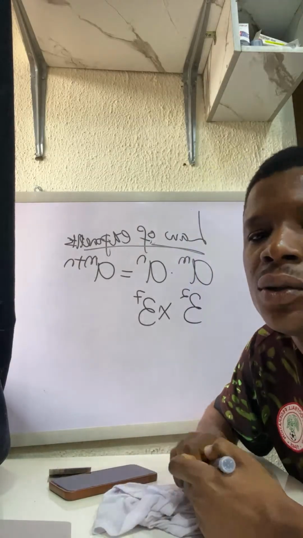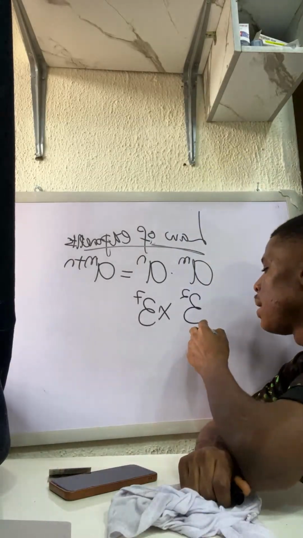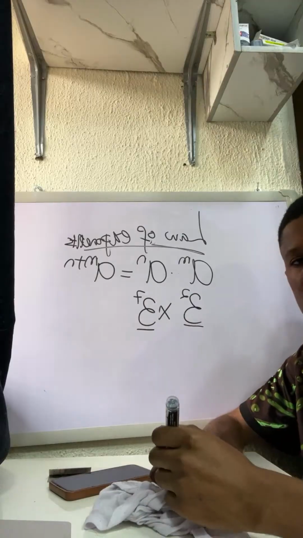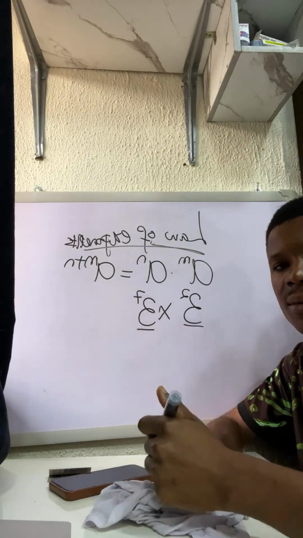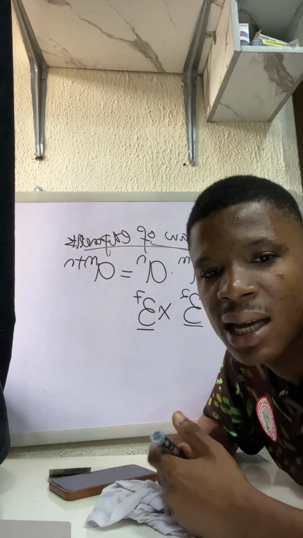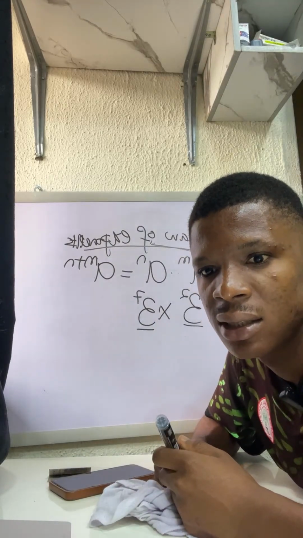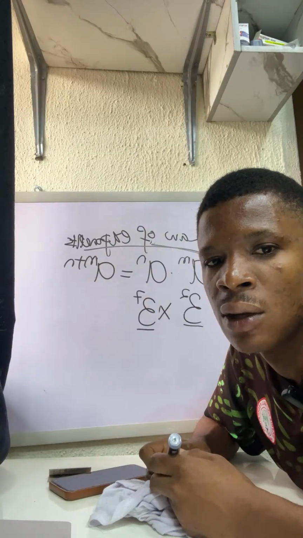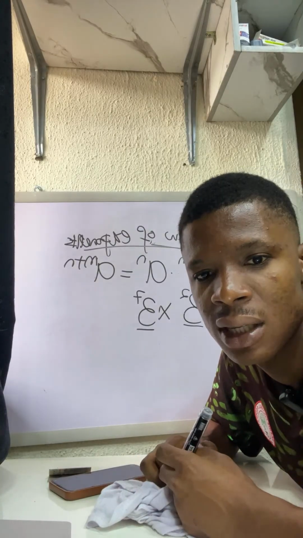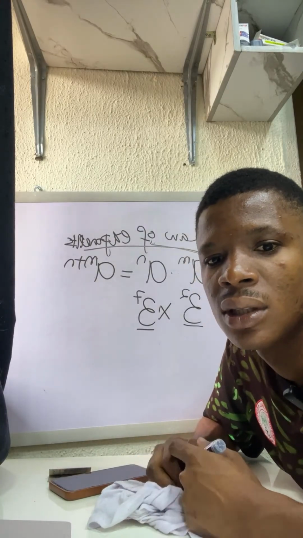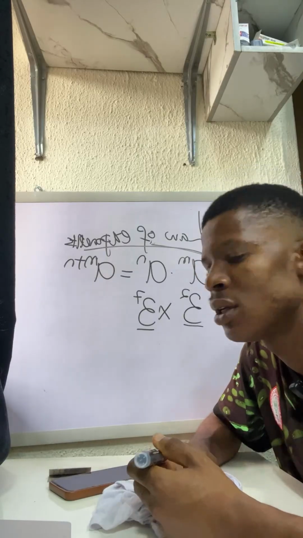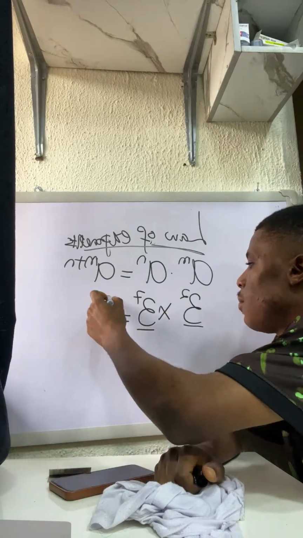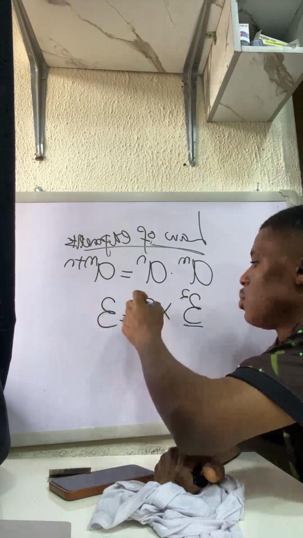So we are multiplying in base 3, and we observe that the bases are the same. When the bases are the same in exponents, all you need to do is just add the powers. So what are we going to do here? We just have to add 2 to 7.